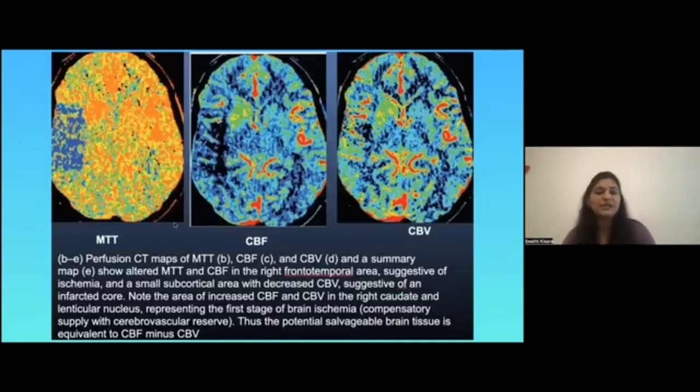These are the CT perfusion maps of MTT, that is mean transit time, of cerebral blood flow and cerebral blood volume. So here we can see the infarcted core on CBV and the infarcted core with ischemic penumbra on CBF.